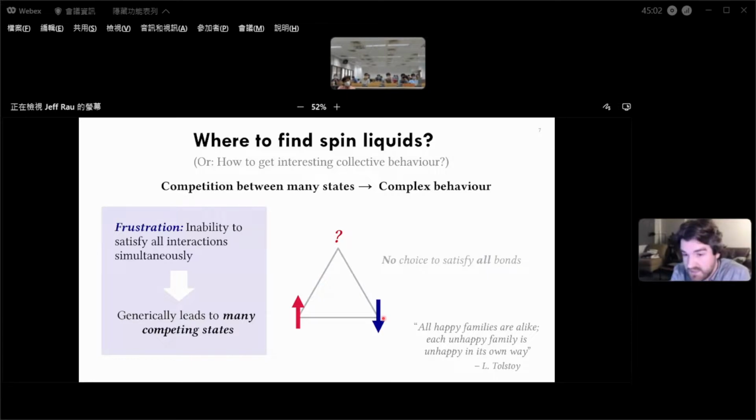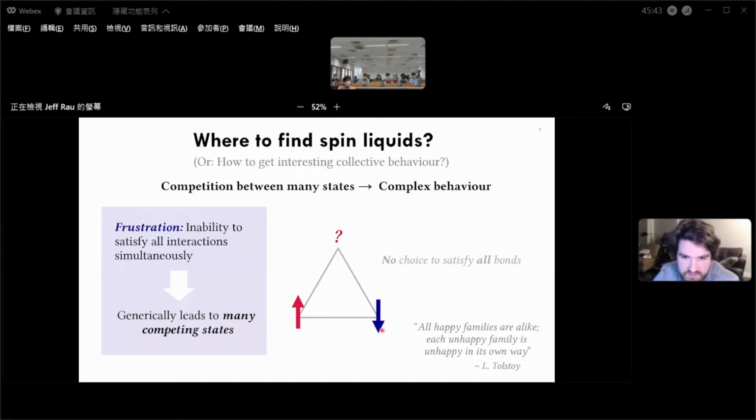Usually when you have competition between many states, that leads to complex behavior, right? And so the usual route to this is called frustration. It's when the interactions between the atoms in your system are unable to be satisfied simultaneously. Okay, so the canonical example would be a triangle where you have spins that can take one of 2 orientations, up or down, and then these things want to anti-align. These 2 here can anti-align and be happy, but there's no choice here that'll make the remaining 2 interactions between these spins satisfied, right? Up will dissatisfy this one, down will dissatisfy this one, right? So we cannot satisfy all these interactions simultaneously.